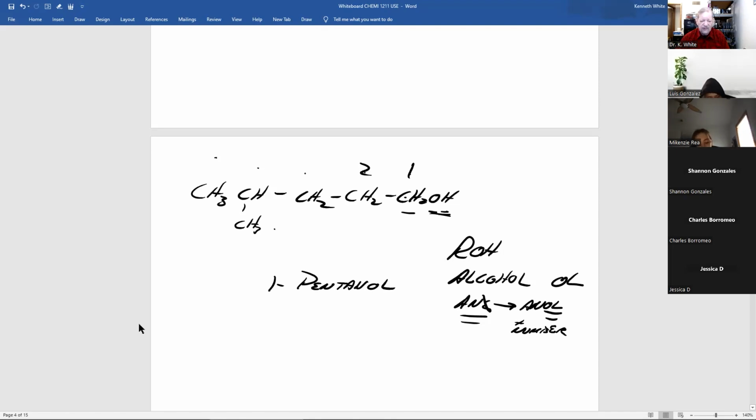That's 1, that's 2, that's 3, that's 4. So CH3, it's your old friend, the methyl group, and it's on carbon 4. So it's 4-methyl-1-pentanol.